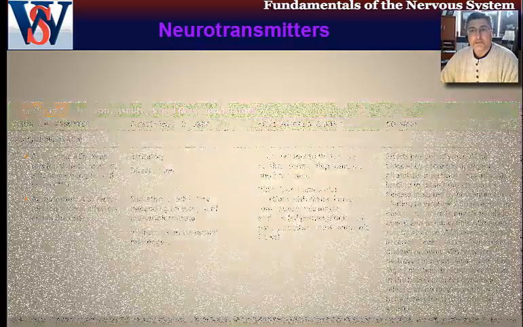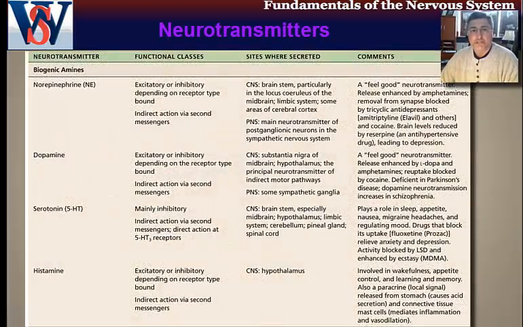The second type of neurotransmitter that we can have is the biogenic amines. Now, the biogenic amines include our catecholamines. Our catecholamines include norepinephrine, epinephrine, and dopamine. And they can also include our indolamines. Our indolamines include serotonin and histamine.